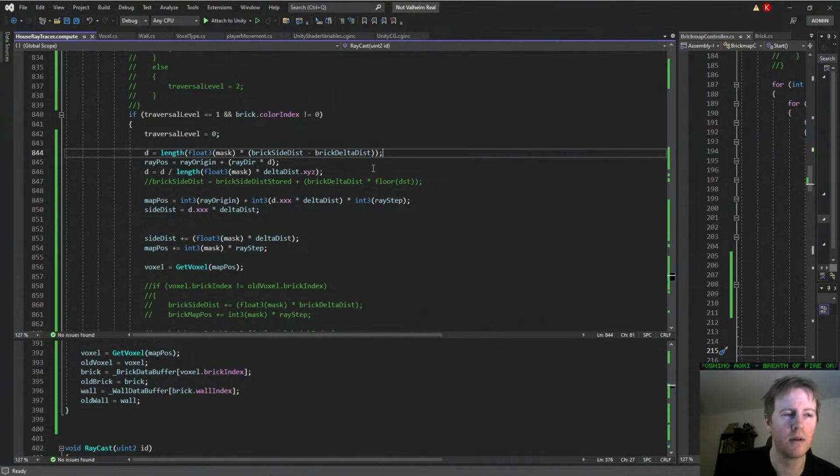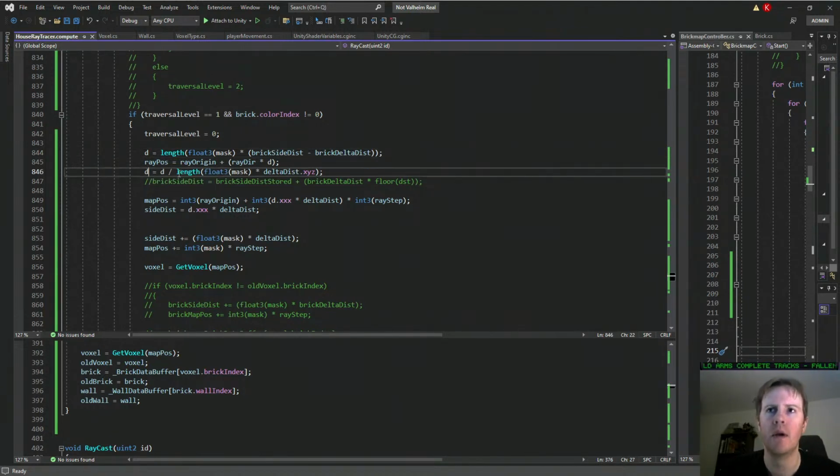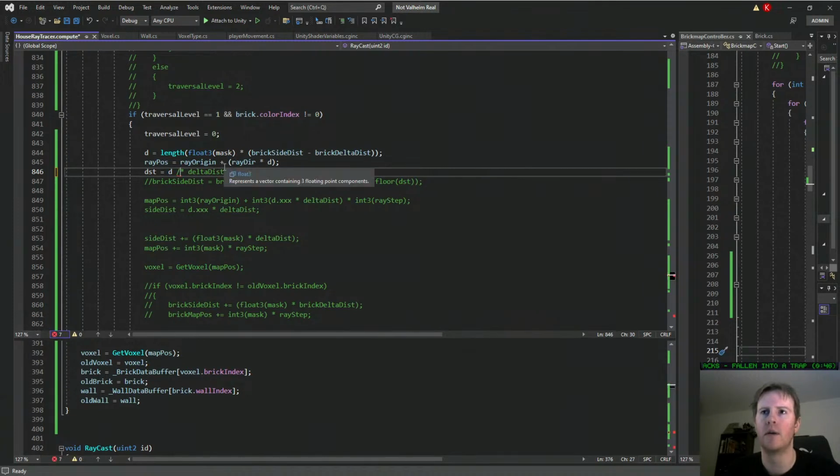Maybe I need to do the division and floor method. And by that I mean we need DST equals D divided by a delta distance. That's what I did last time.